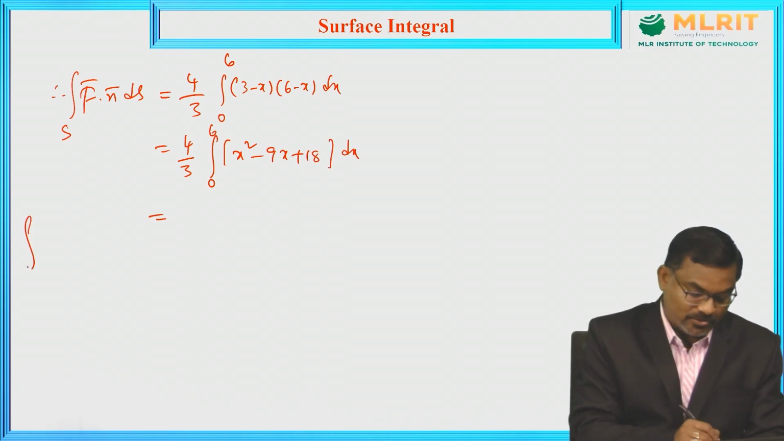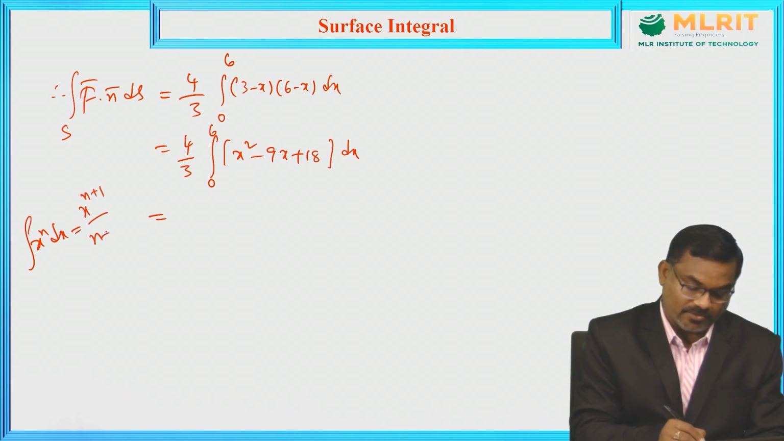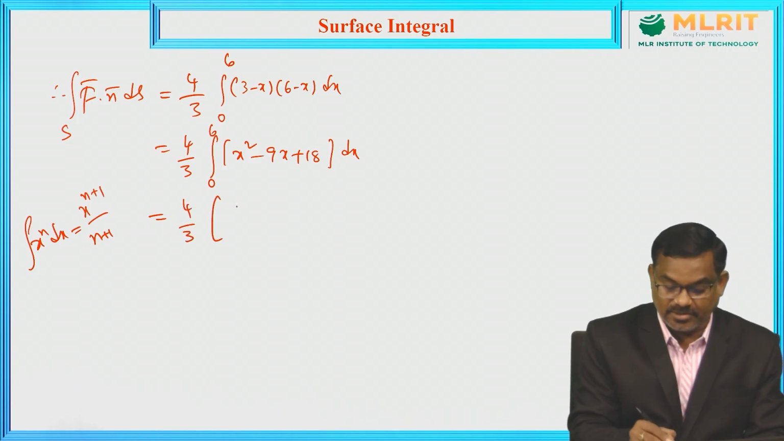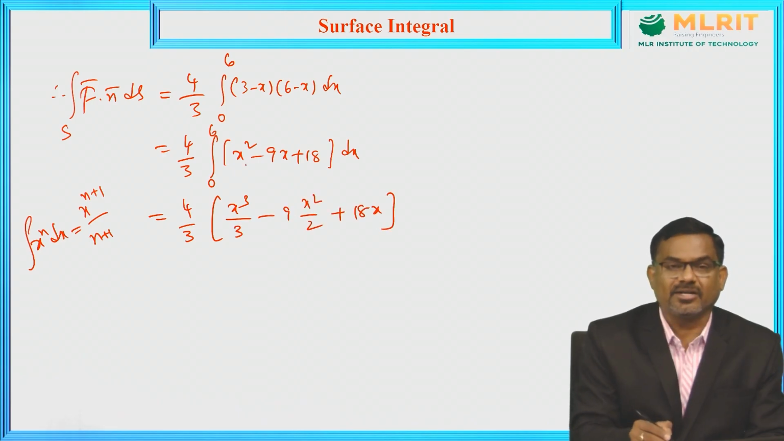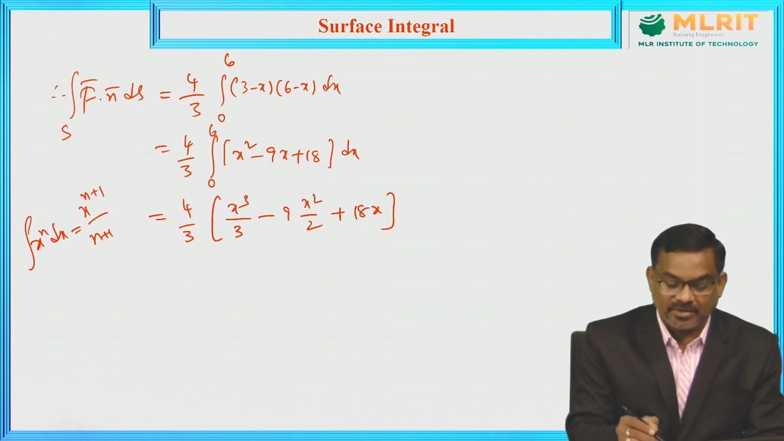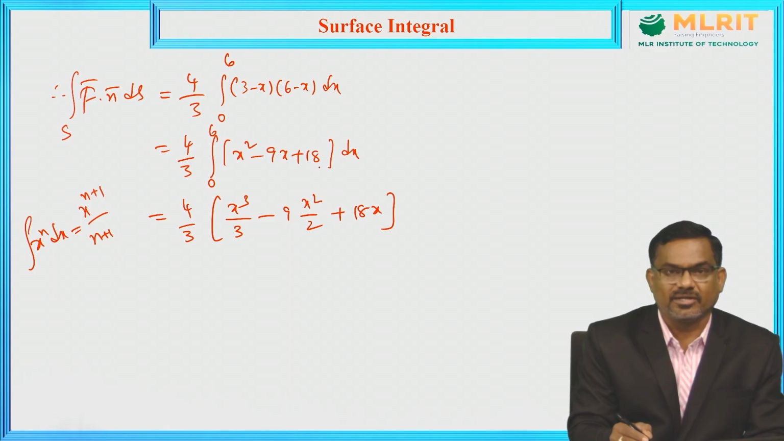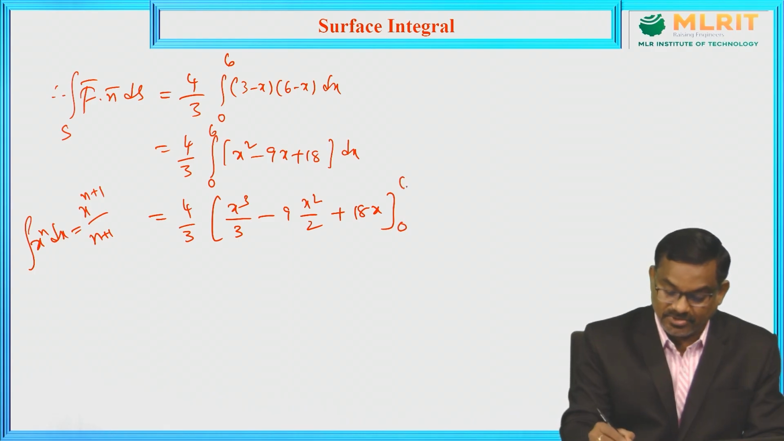So again using the formula x power n plus 1 by n plus 1, this is equal to x cube by 3 minus 9x square by 2 plus 18x. The integral of x square is x cube by 3. Integral of x is x square by 2. And 18 is a constant, so integral dx is x, from 0 to 6.